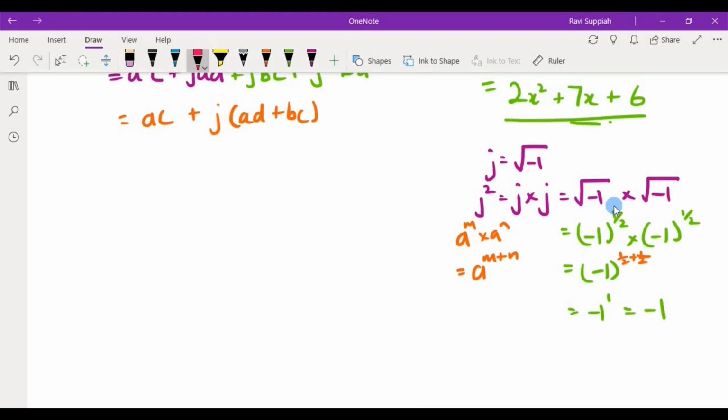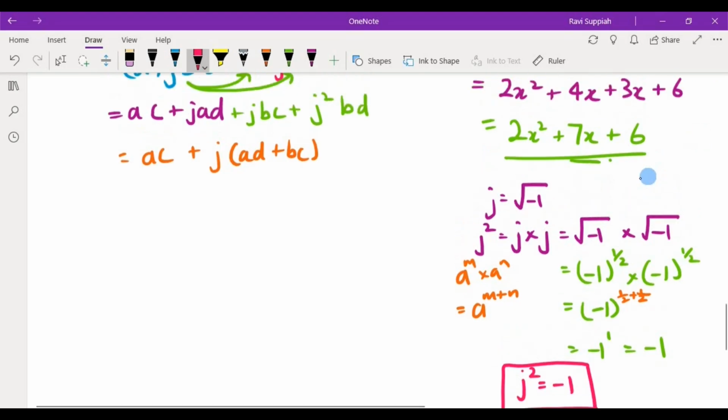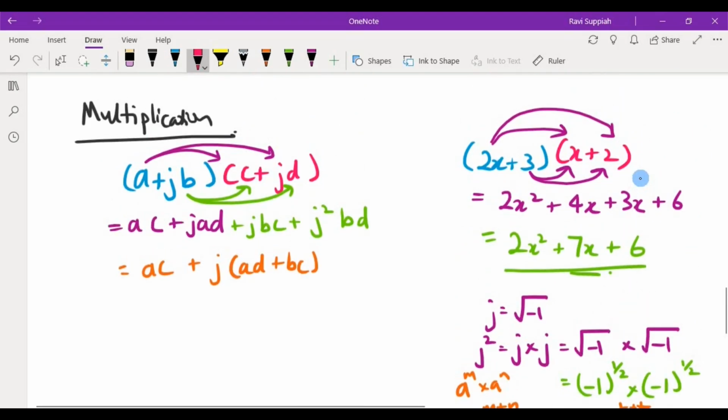So what I've tried to show you is the sort of derivation, but whatever the case, the important point here is that j squared equals minus 1. Alright, this is the important takeaway from this derivation. Now with that, what happens here? Coming back to our multiplication, this j squared will now be a minus 1. So this becomes minus bd.